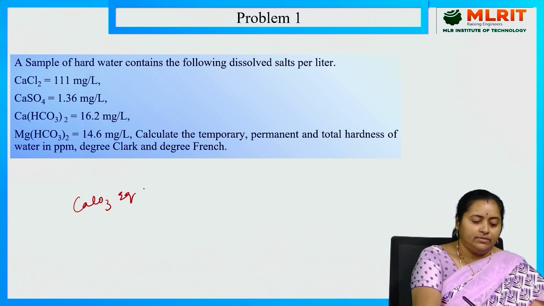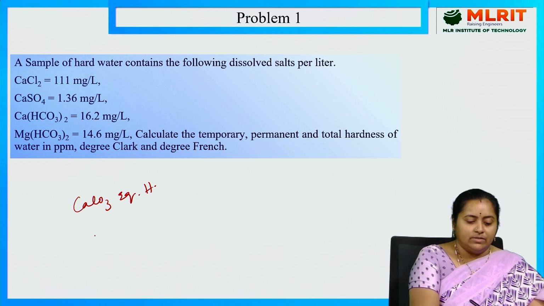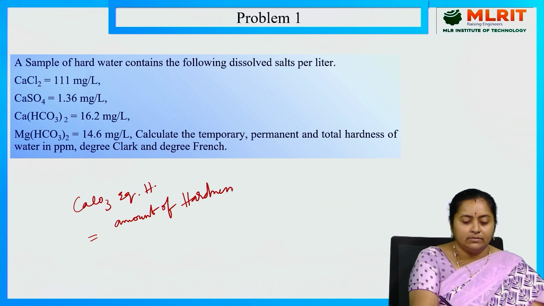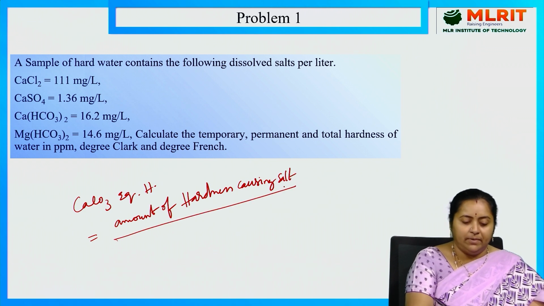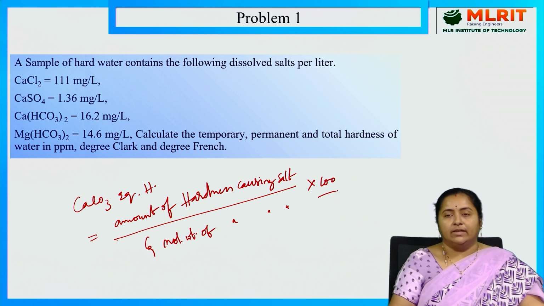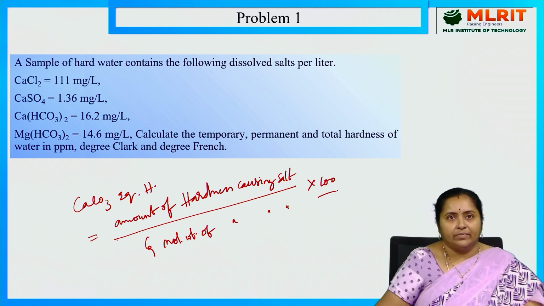CaCO3 equivalent hardness. So, what is its formula? Amount of hardness causing salt, divided by its gram molecular weight, that means gram molecular weight of the hardness causing salt, into 100. This 100 is the gram molecular weight of calcium carbonate.